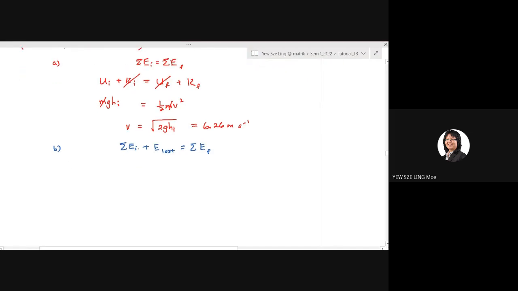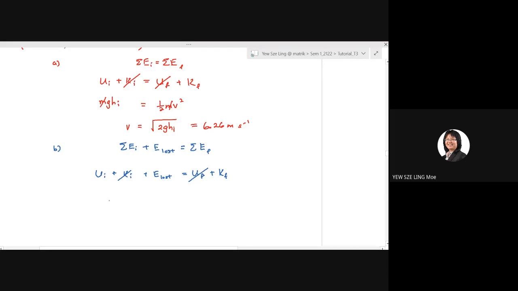So let us expand the equation first. Summation E initial equals U initial plus K initial, plus energy loss, which then equals U final plus K final. According to our analysis just now, K initial is 0, U final is 0. All right.